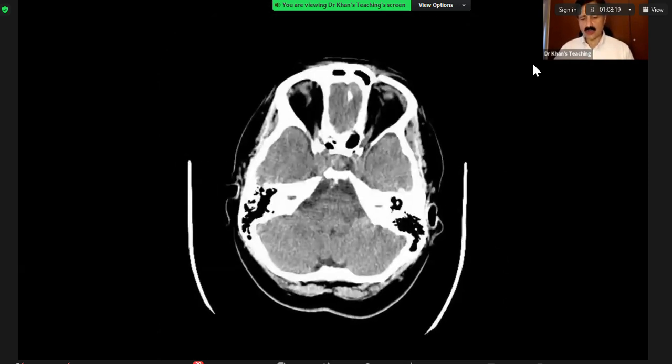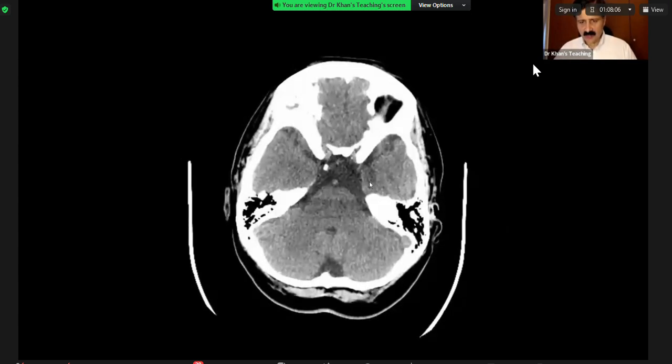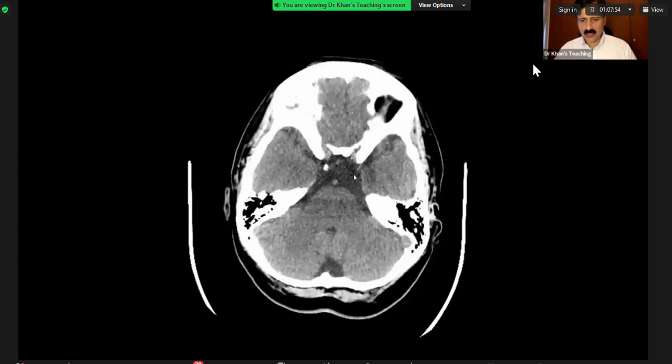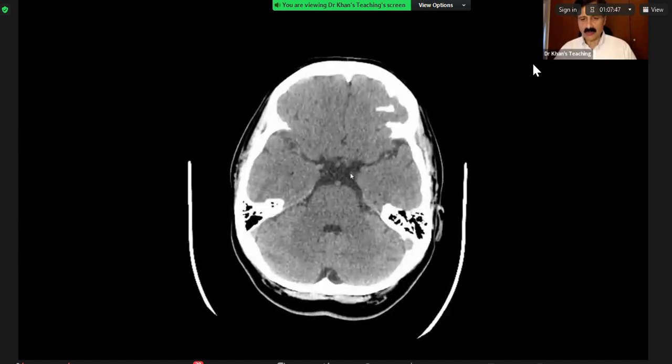This is a nice case to develop your eyes. This is a suprasellar arachnoid cyst. Please remember, arachnoid cyst can cause erosion of the bone. In this case, there is an arachnoid cyst sitting here, and this is the posterior clinoid process. This is the anterior clinoid. This thing here is the optic foramen. So the cyst is here, and it is causing erosion of the posterior clinoid process.